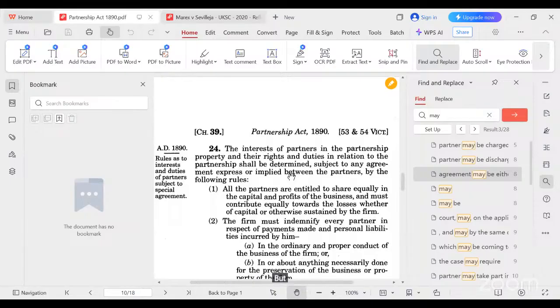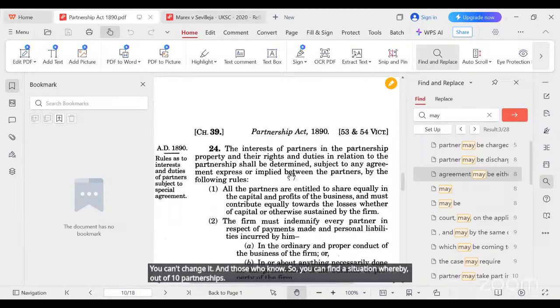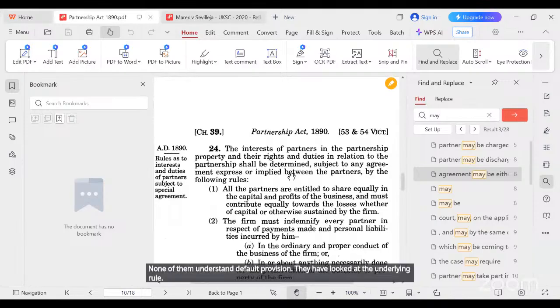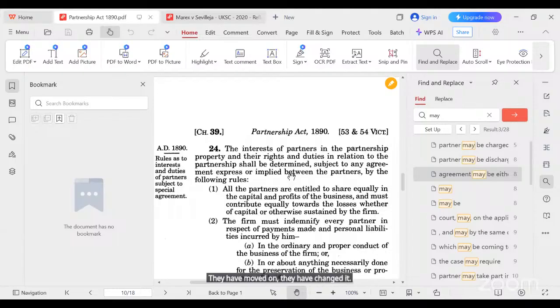But if you do not have any other agreement, the rule will stay with you. You can't change it. And those who know, so you can find a situation whereby out of 10 partnerships, 9 of them understand default provision. They have looked at the underlying rule. They have moved on. They have changed it. The remaining one didn't know and stuck there. So they have similar problems. Those who know and have changed have solved the problem themselves. The one that does not know and remains on the underlying rule will be stuck.